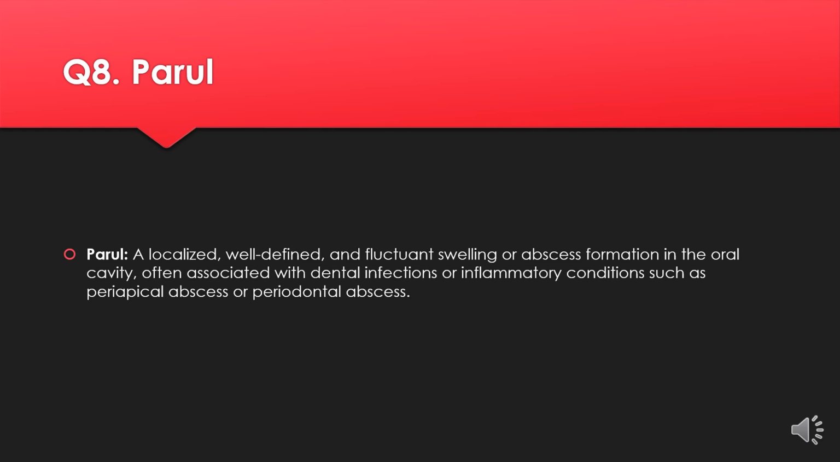Next question is pyrule. It is a localized, well-defined and fluctuant swelling or abscess formation in the oral cavity, often associated with dental infections or inflammatory conditions such as periapical abscess or periodontal abscess.